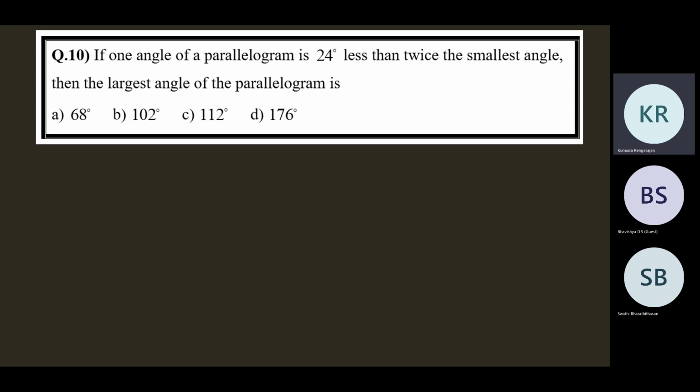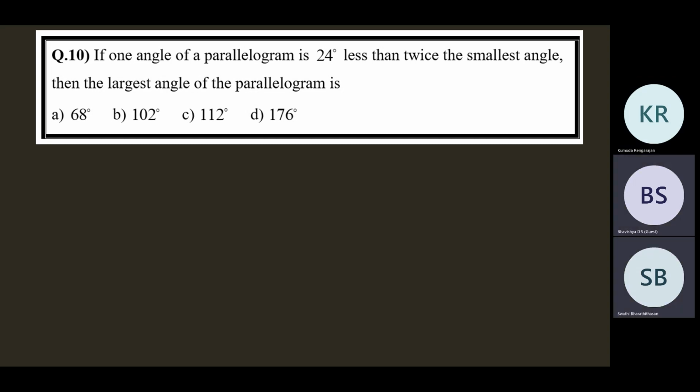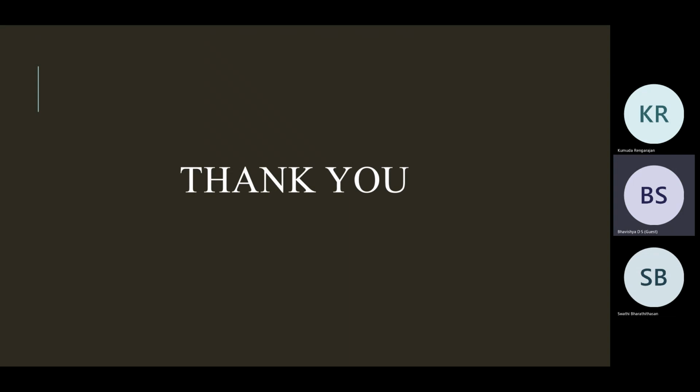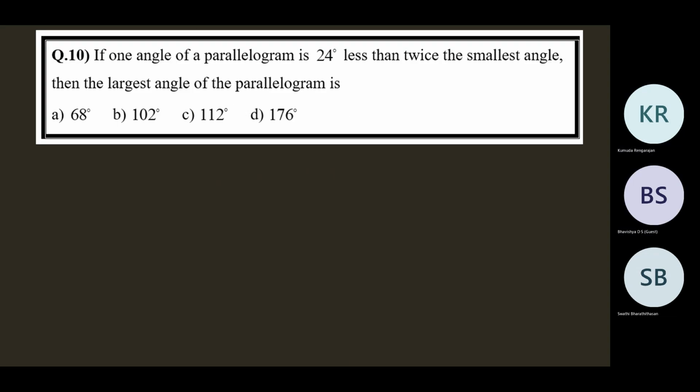If one angle of a parallelogram is 24 degrees less than twice the smallest angle, then the largest angle of the parallelogram is? 112 degrees, ma'am. Okay, both of you are getting the same answer. Very good. Both of you take a picture of this answer and share it on WhatsApp with me. Only the 10th one. Yes, ma'am. Quickly.